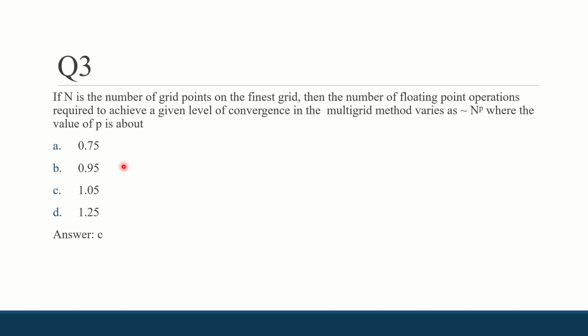We know that for different methods we have different n to the power of p. For example, in multigrid it is approximately n to the power 1.05, and for Gauss elimination it is n cubed, and for Gauss Seidel it is n squared, and for optimal SOR it is approximately 1.5, and so on. So 1.25 comes for the conjugate gradient scheme. So the answer to this problem is 1.05, where p is about 1.05 for the multigrid approach.